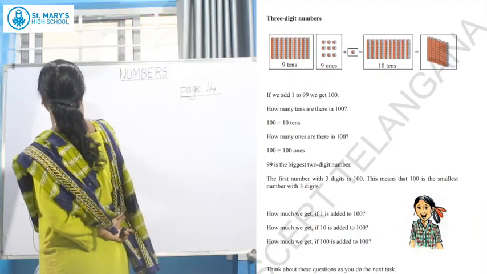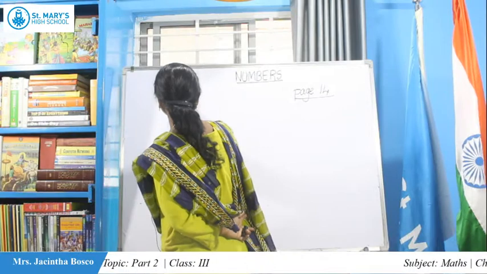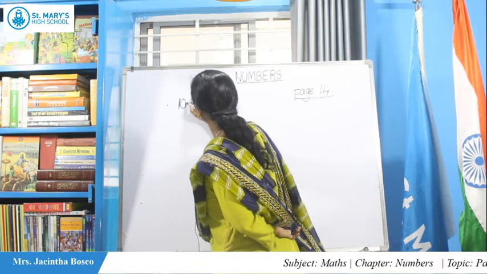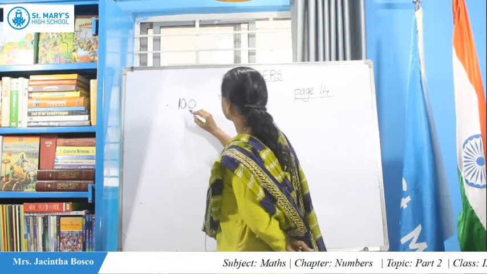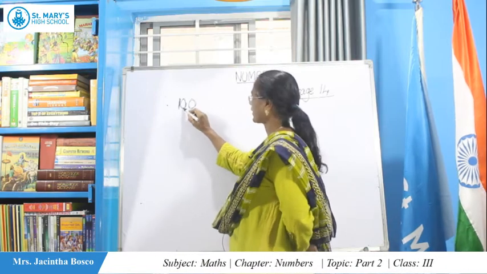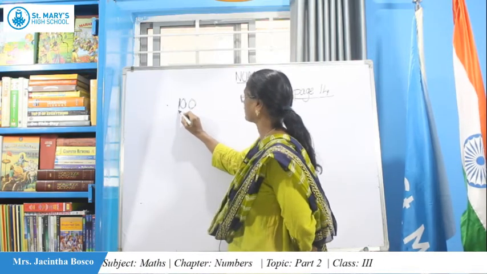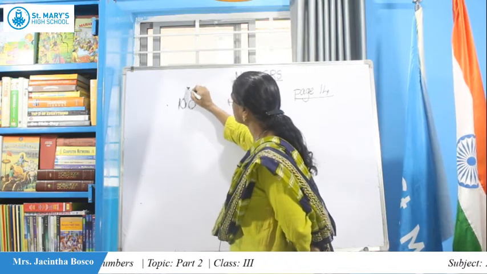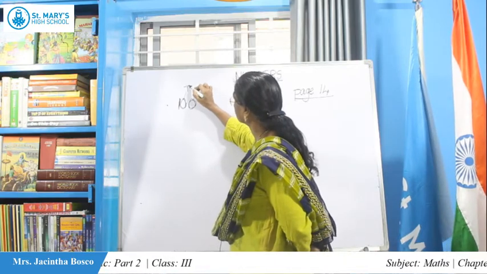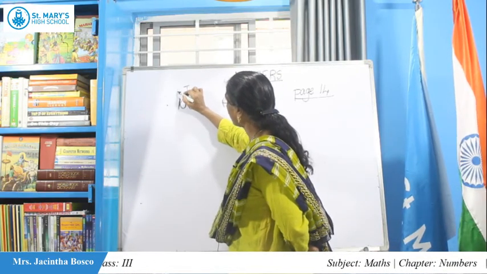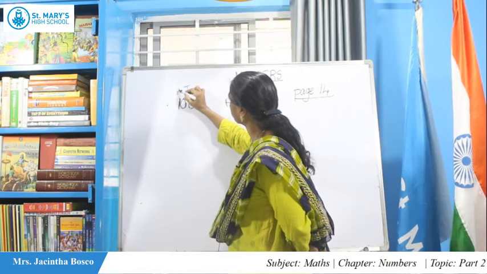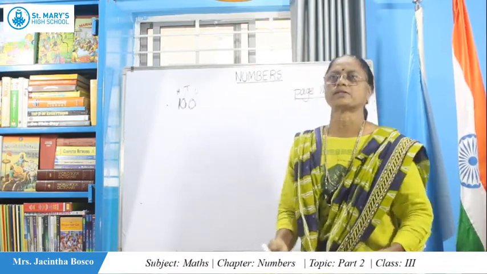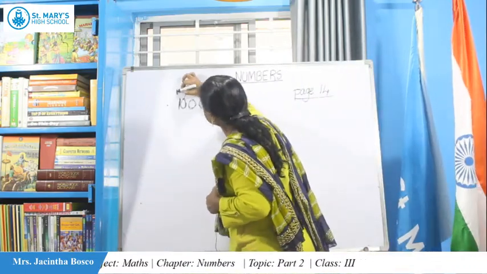Previously I only told you about 100. So what are the digits you have here in 100? See here. The first digit is 0, the second digit is 0, the third digit is 1. So what is this place? This place is the units place. This place is the tens place. This one is the hundreds place. Units place, tens place, hundreds place. Can you see? Yes, hundreds.